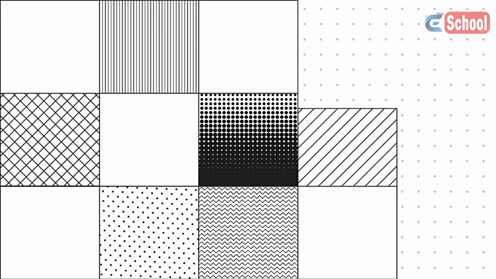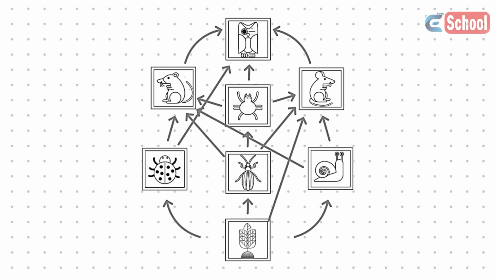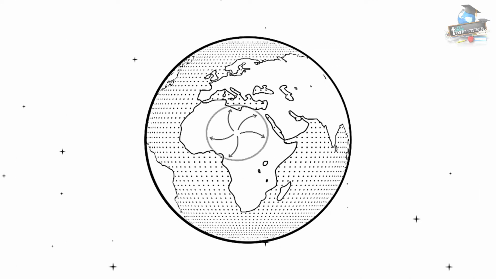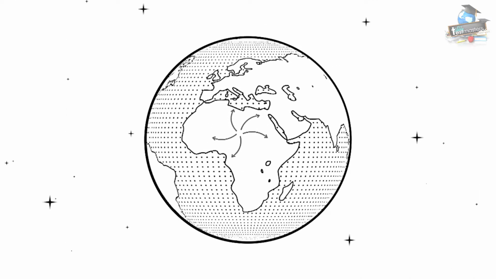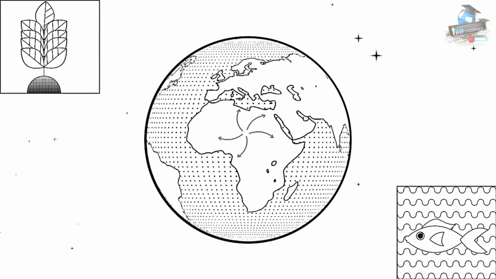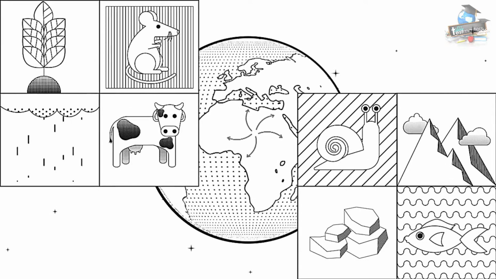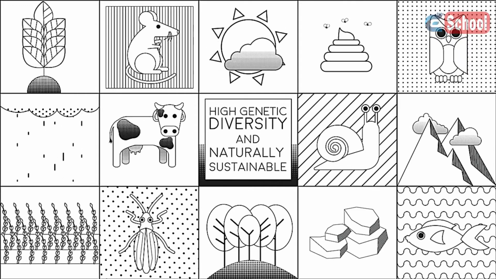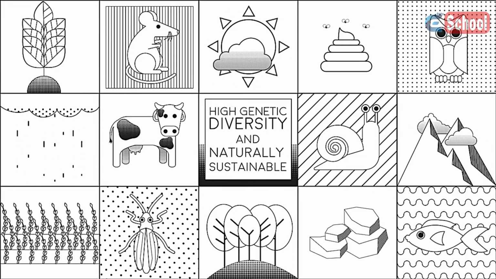All of these components interact through various nutrient and energy cycles to create large and incredibly complex webs. Sometimes, these webs contain over 100 different components and span thousands of kilometers. So, overall, natural ecosystems consist of many species of plants and animals and have long and complex food webs and have high genetic diversity. They are also naturally sustainable.